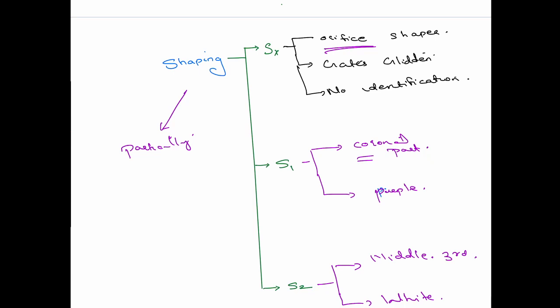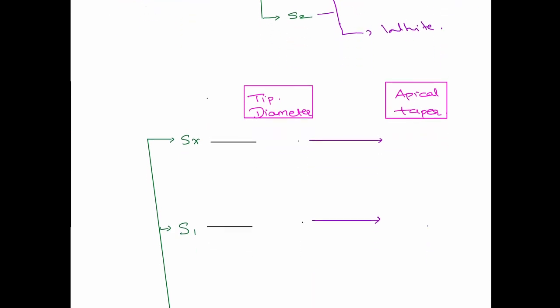So partially active tips, and remember, the taper increases coronally. I'll tell you why I'm saying this. When you come on to the finishing files, the taper decreases coronally. So remember this, the taper increases. This is normal. In most of these sets of files, the taper increases coronally. But when you come on to finishing files, you see that the taper decreases coronally.